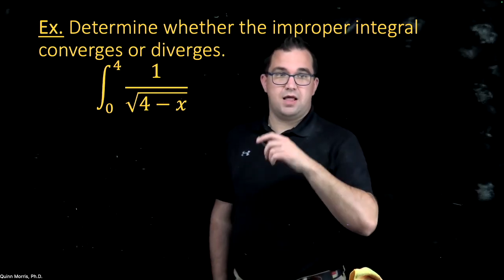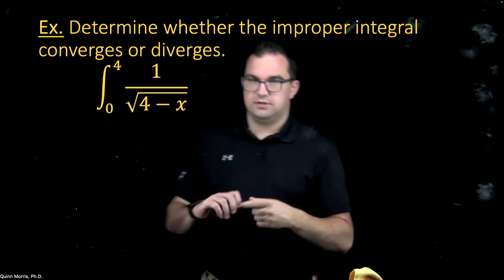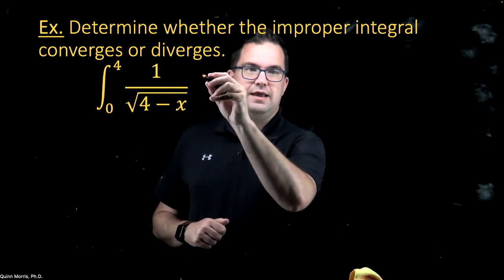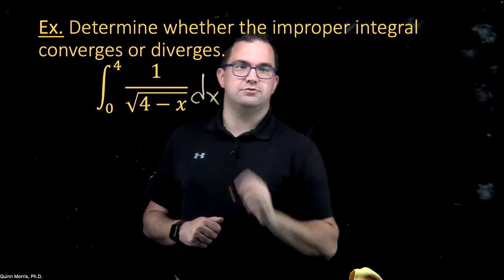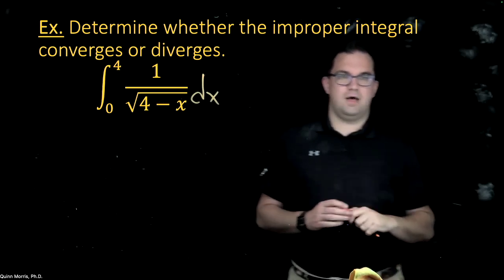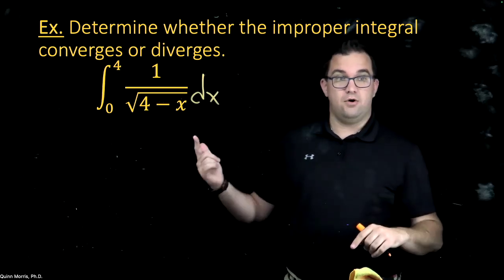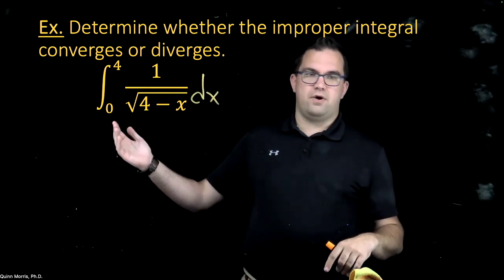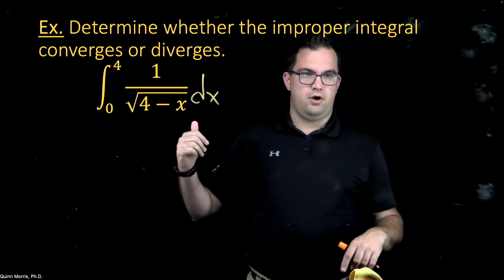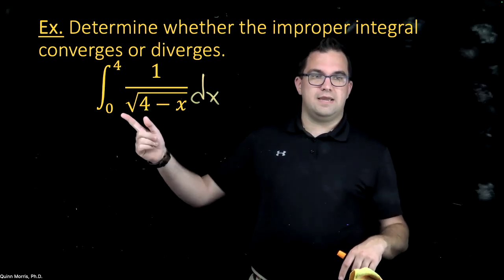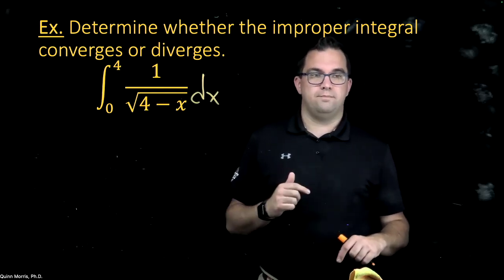So back to the last knowledge check. This is actually the same function. I realized here I left off a dx, so let's just write in a dx there. So imagine you want to determine whether this improper integral converges or diverges. Now, before we were looking at the integral from minus infinity to 0. But now we're looking at the integral from 0 to 4.